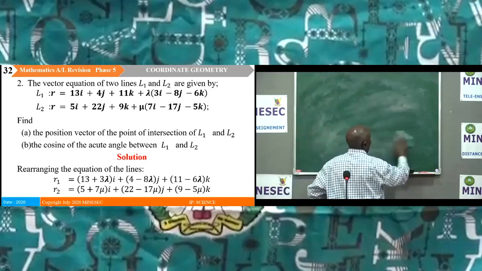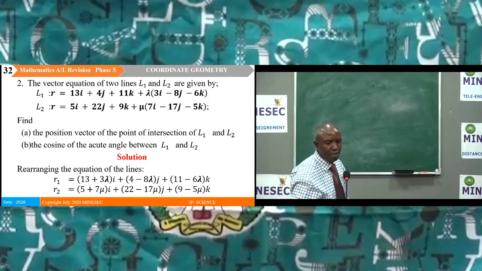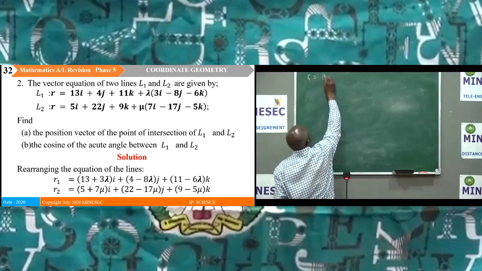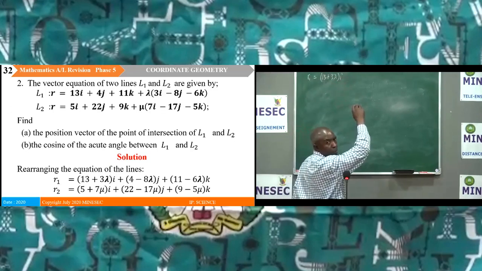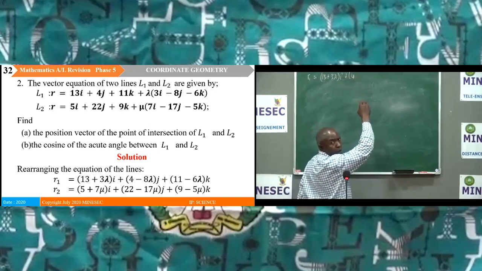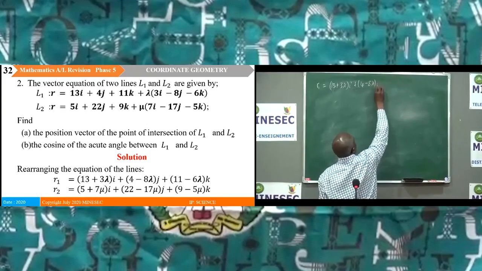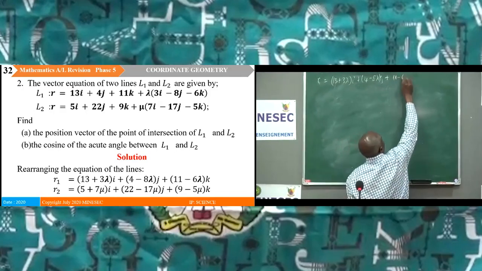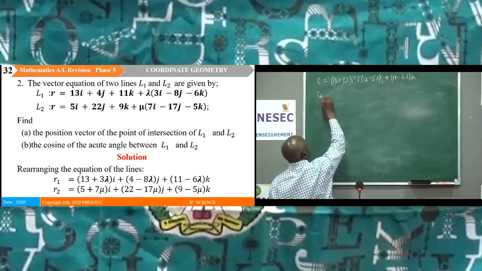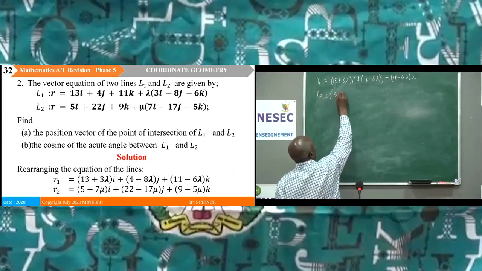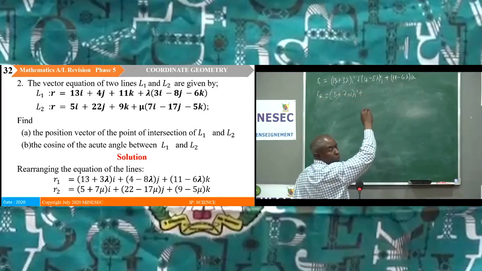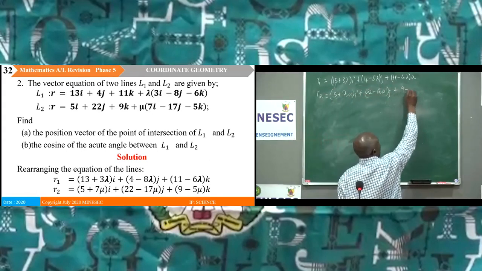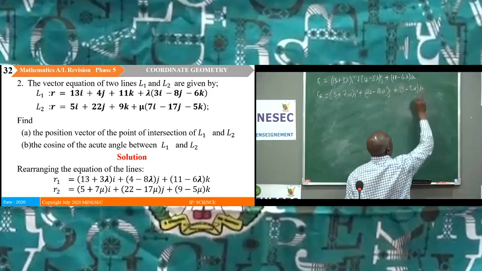We need to rearrange the equation of the lines. For the first line, L1, we are going to have it as 13 plus 3 lambda i plus 4 minus 8 lambda j plus 11 minus 6 lambda k. And for L2, we'll have it as 5 plus 7 mu i plus 22 minus 17 mu j plus 9 minus 5 mu k.